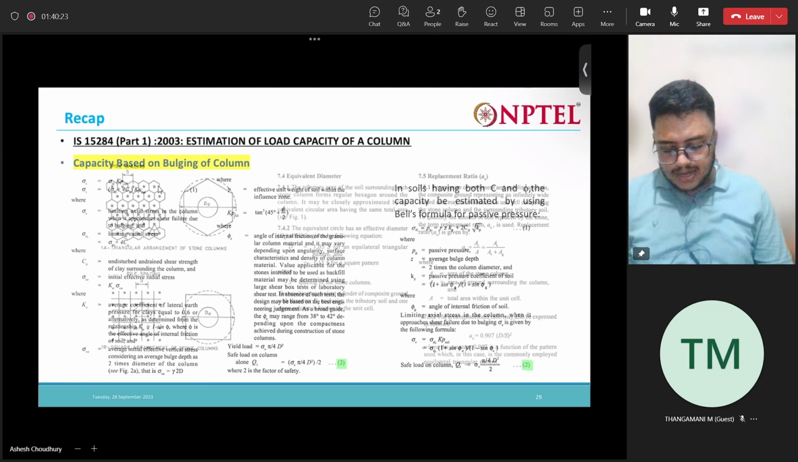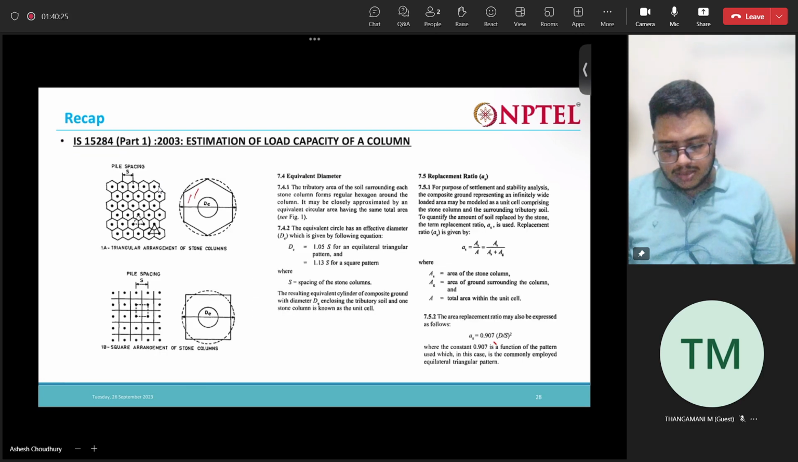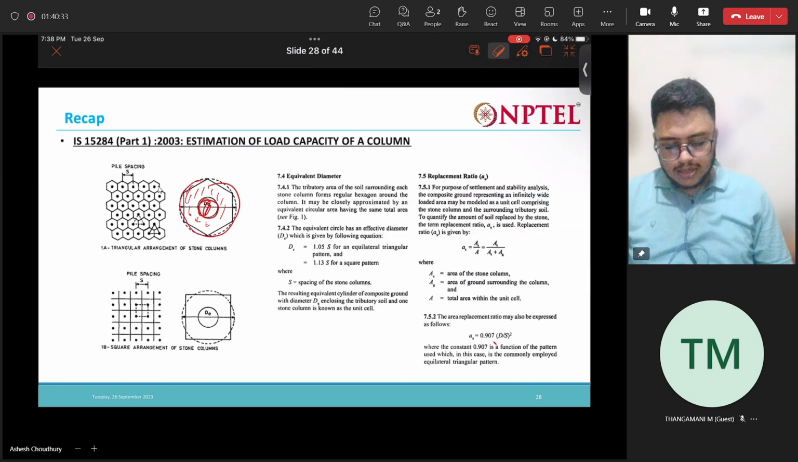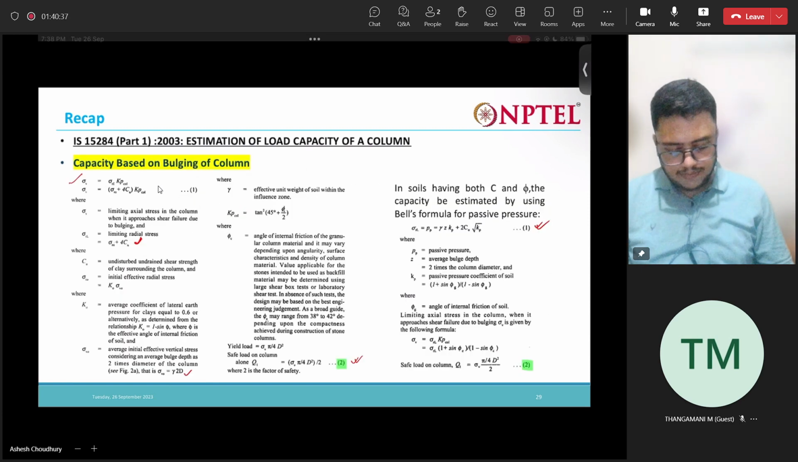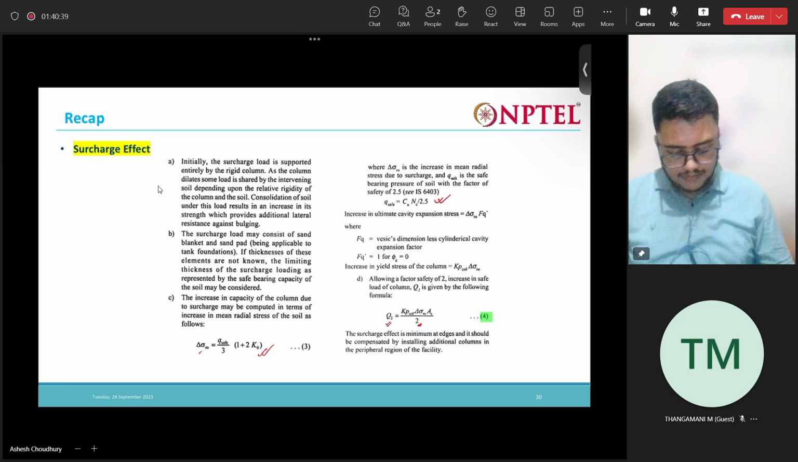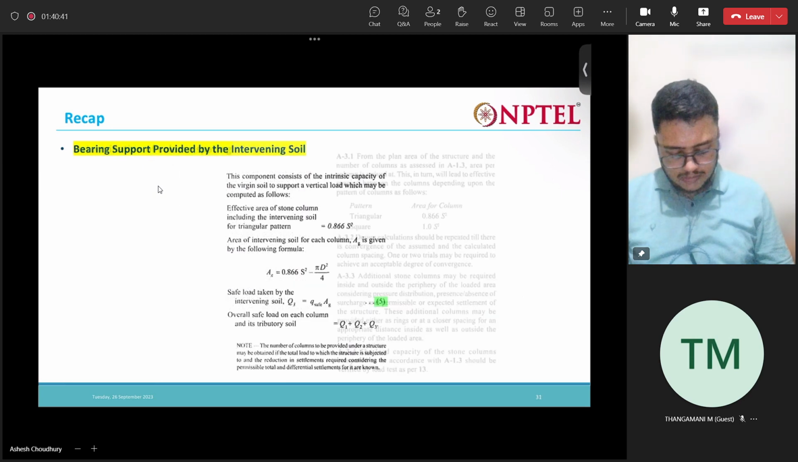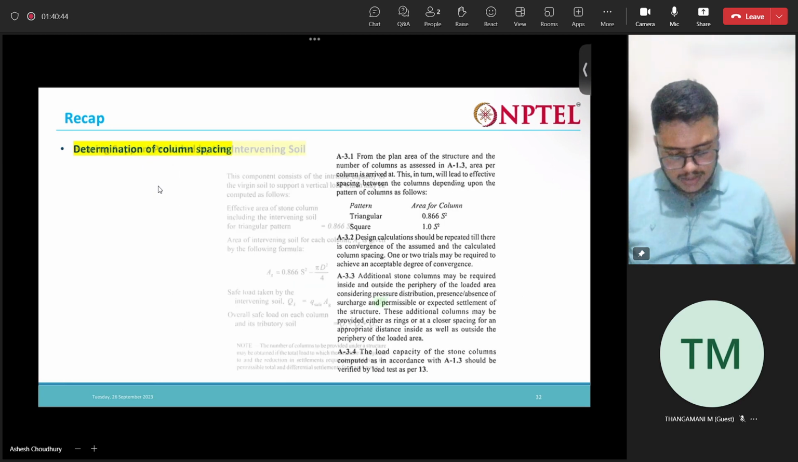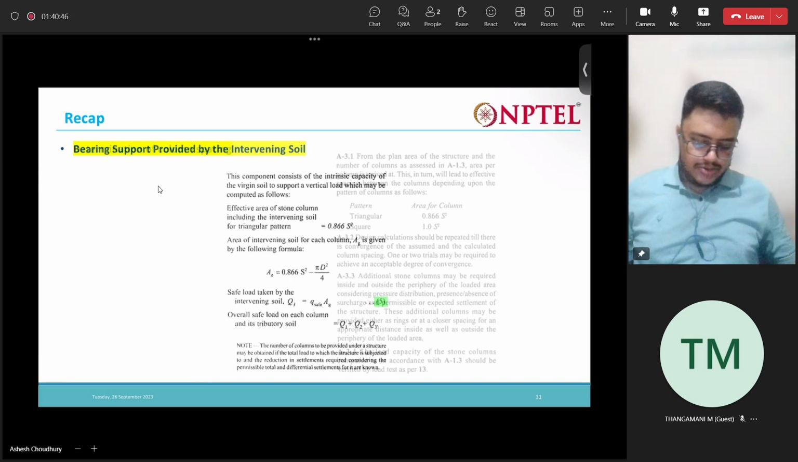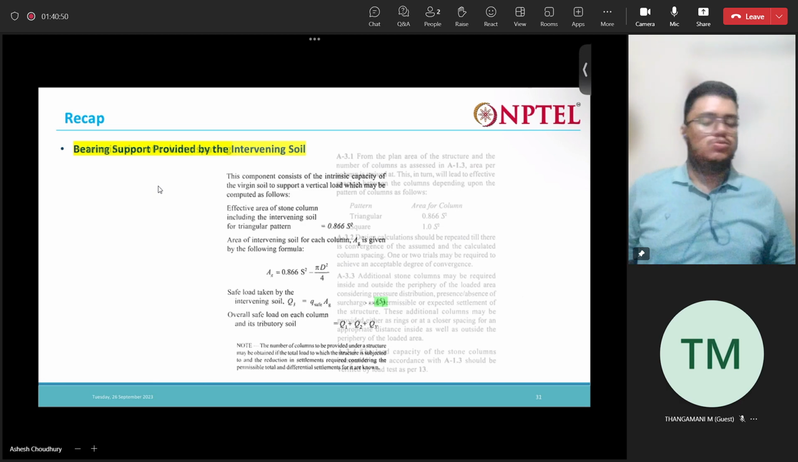Right. So what will be the area of this region? Total area of this region, unit cell area minus this area. That will give the area of the intervening soil. So that is given by Ag. So Q safe times Ag will give us Q3.